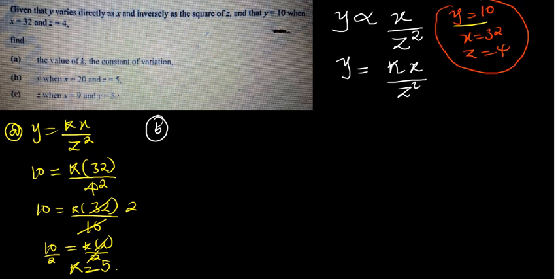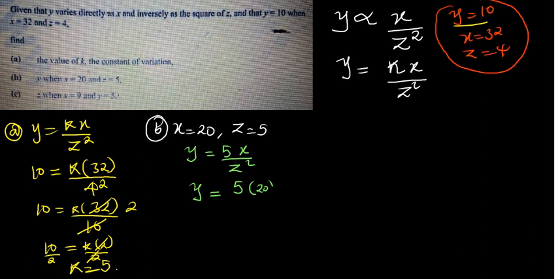And then we can now go to part B. Part B is telling us that we want to find the value for y when x is equal to 20 and z is equal to 5. To find it, we're going to write this equation, but where there is k, we're going to substitute 5. So y is equal to 5x over z squared. We want to find the value for y, so y is going to be equal to 5, where there is x, they've given us 20, over, where there is z, they've given us 5. So this is 5 squared.